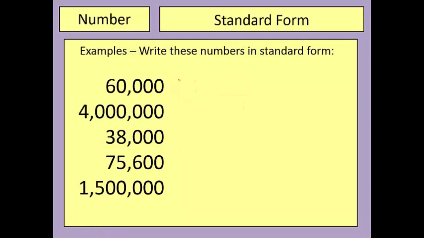So let's try some examples using that same logic. 60,000. Now, we need to decide what our number is at the start, which must be a number between 1 and 10, and that would be the number 6, because there is a 6 at the front here. Then we need to pick our power of 10. Now, there's an easy way of doing this. You simply draw a line after the 6 that you've just picked, and count how many numbers come after that 6. So there's 1 here, 2, 3, and 4. So this is another way of writing 60,000: 6 times 10 to the 4.